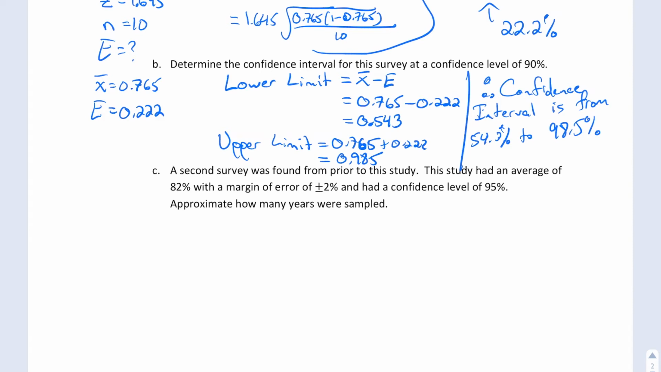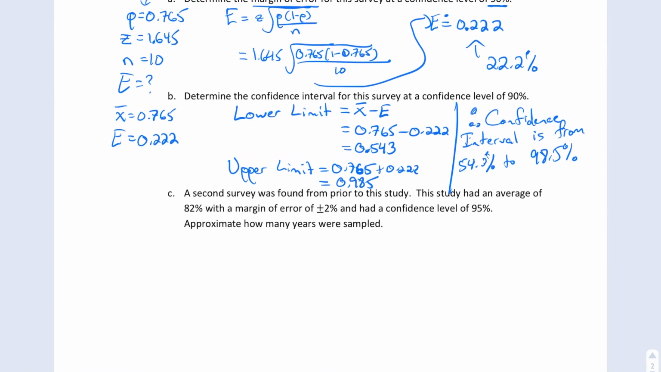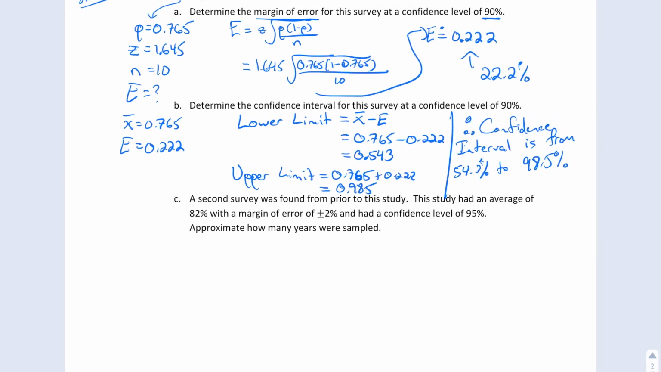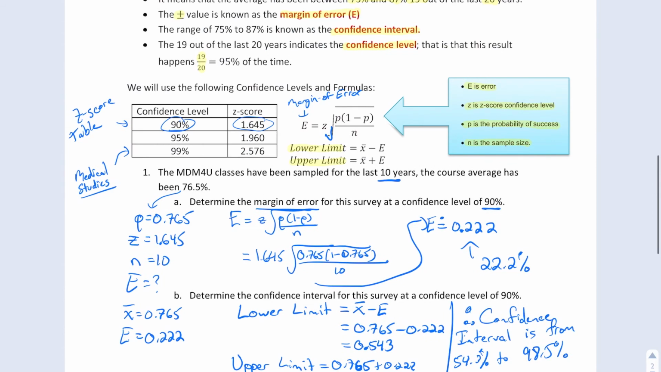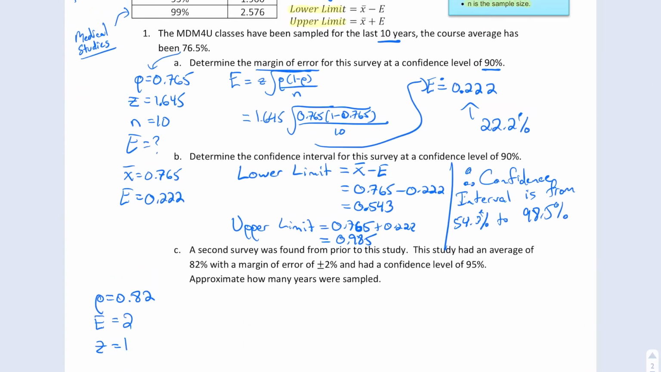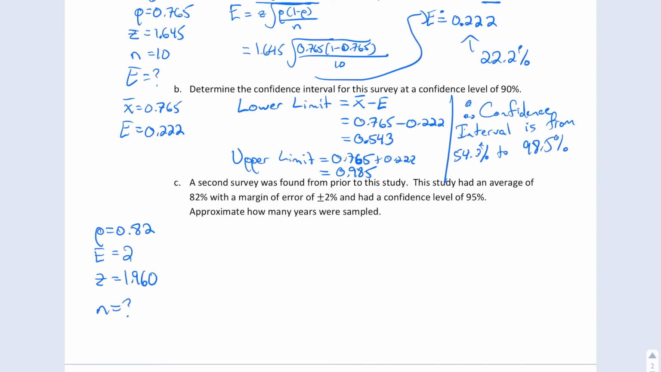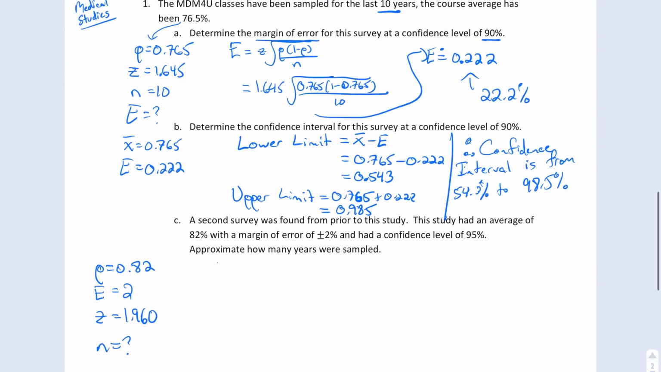And next one says the second survey was found prior to this study, and the study had an average of 82% with a sample error of plus or minus 2%, and had a confidence level of 95. And they're asking us how many years were sampled. So let's write down what we know. So we've got study average of 0.82, so that's my P. Error, E, is 2. And my Z-score based on 95% is coming from here, so that's 1.960. And what we're looking for is N.